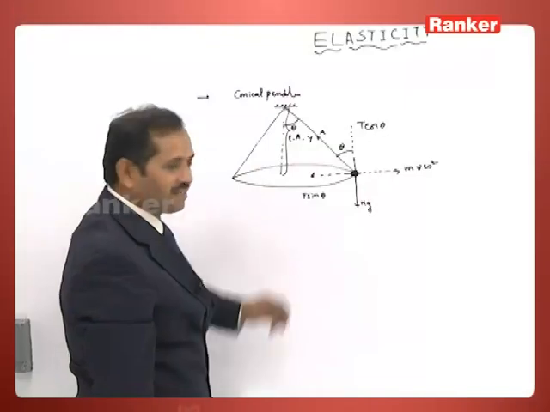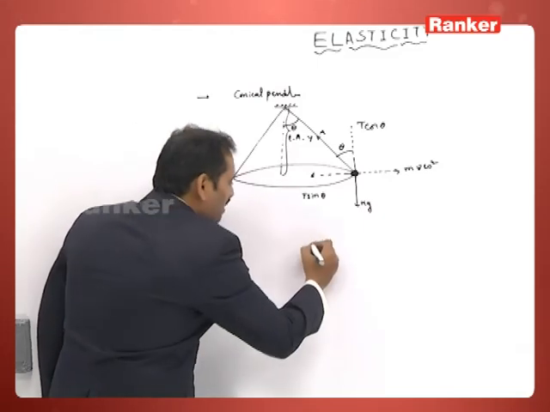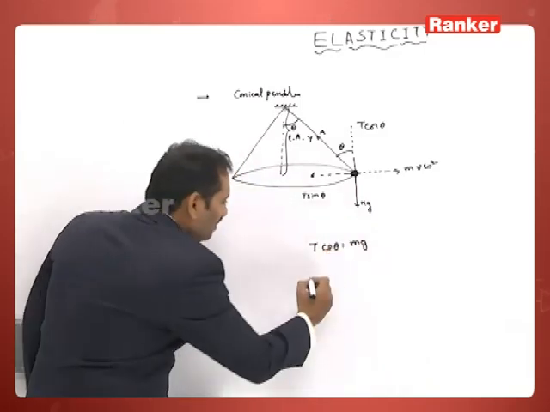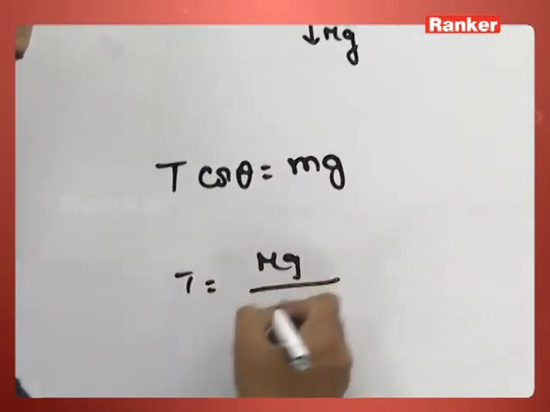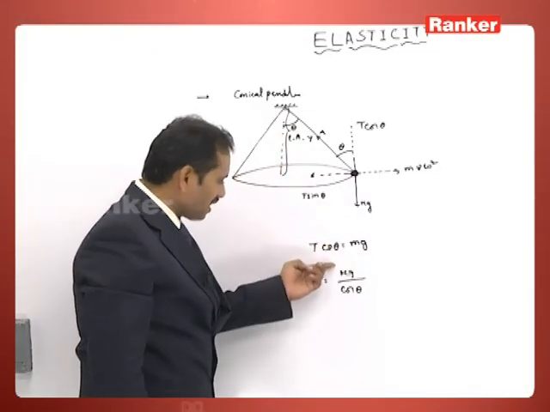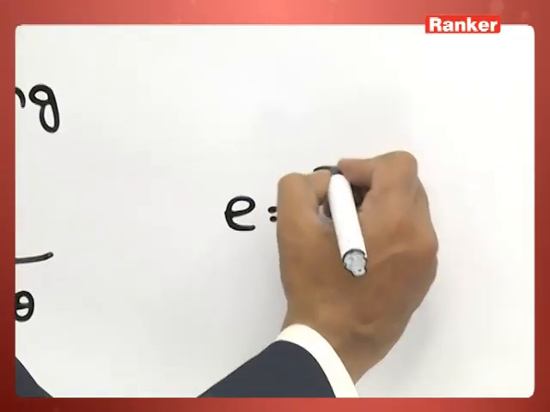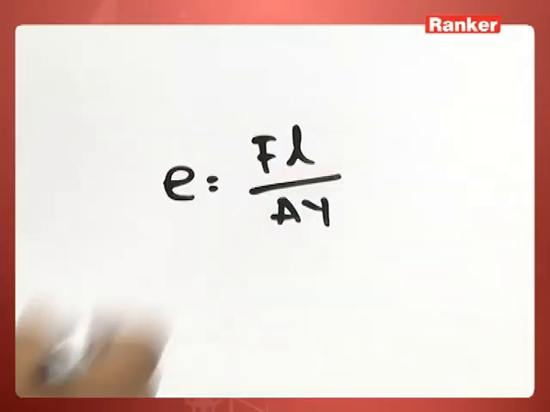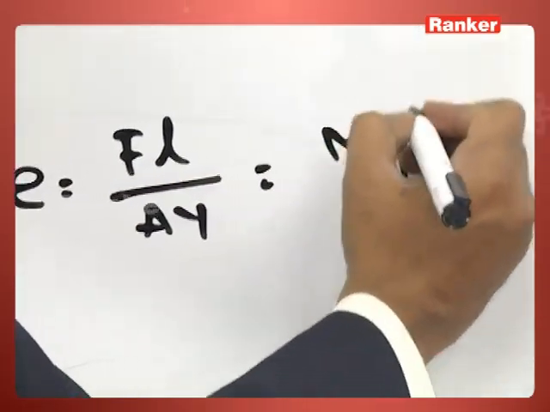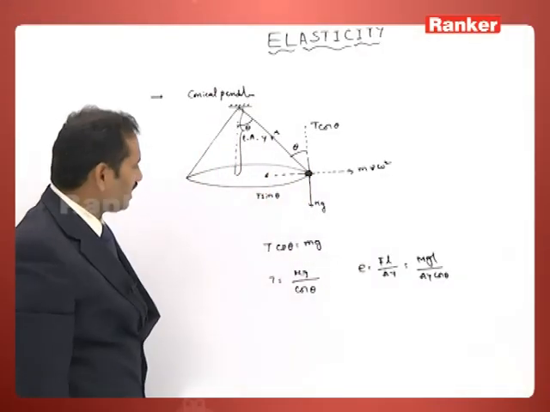Now look at it. It is under equilibrium. Equilibrium means T cos theta equal to mg, so T equal to mg by cos theta. Then they can ask us the extension E equal to FL by AY. Same concept. Instead of F, I write T. So mgL by AY into cos theta is the extension produced in the wire.